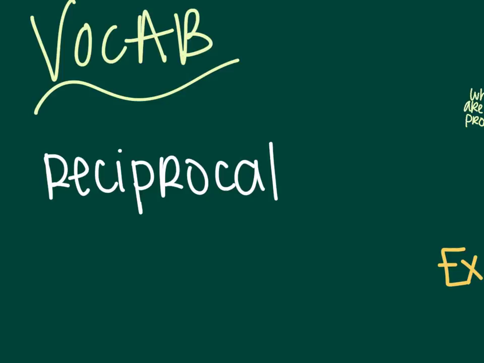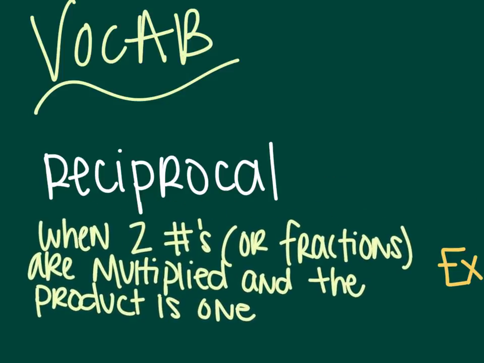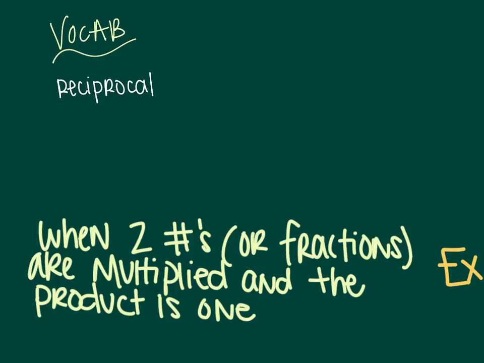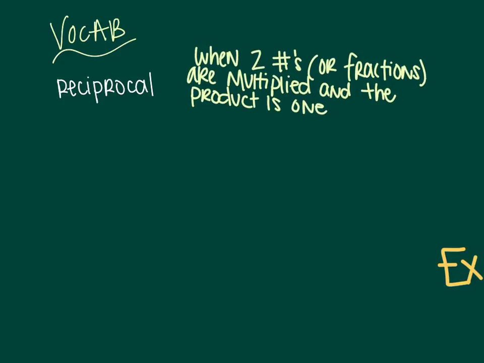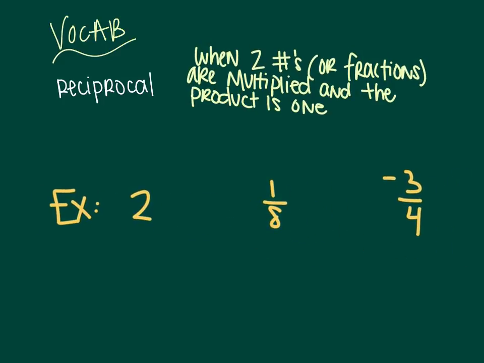This shouldn't be new to you, but here's the definition: when two numbers or fractions are multiplied and the product is 1. Here are the examples. Make sure you copy these down in your notes. So if I have 2 and I want the reciprocal of 2, 2 is actually 2 over 1. And so then I can flip it. So the reciprocal will be 1 over 2. If I multiply these together and cross simplify, I end up with 1. And that's how I know that those are reciprocals.